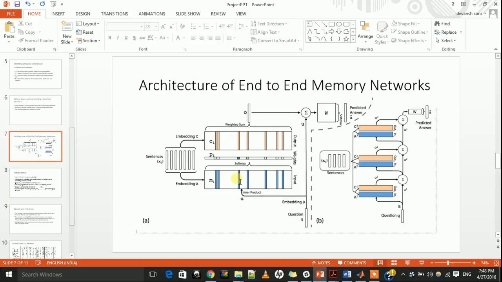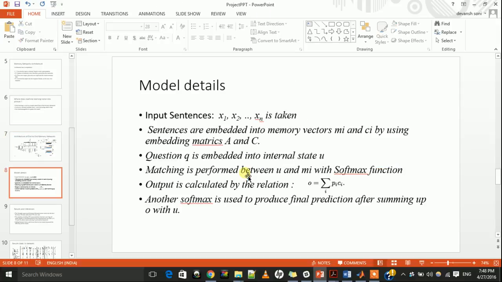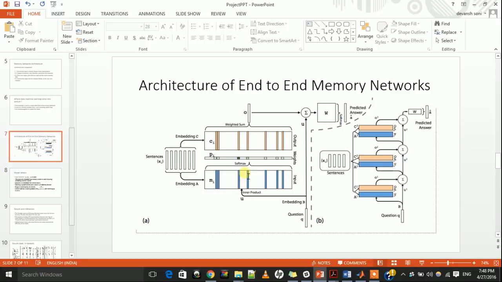Let's go back to the diagram once. If you can see, we have the question q which has been converted into the internal state u by using the embedding matrix B. Similarly, we have a set of sentences here xi which have been converted into mi, the memory vectors, using embedding matrix A. Now let's go back to the slide. So we perform a matching between u and mi with a softmax function. If you see, we got a u internal state and the mi memory vectors. Using the softmax function, we perform a matching between mi and u.